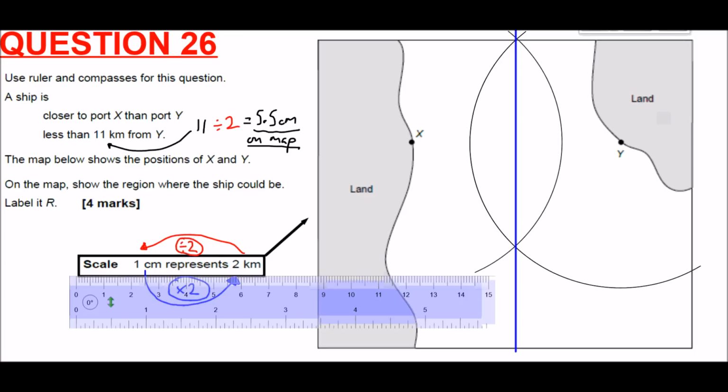And so, just to finish off, what we need to do is to make it clear that this is the region where the ship could be. And so we need to just label this R, as the question asks us to. But for the sake of trying to make it a bit clearer, I'm just going to colour in the region so you can see which side I'm referring to.